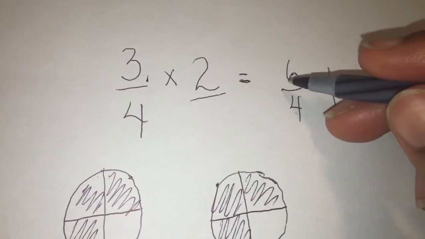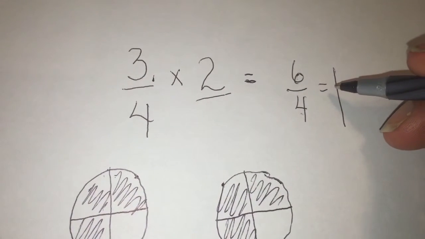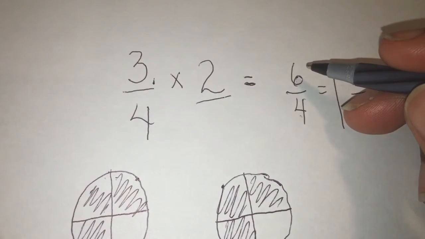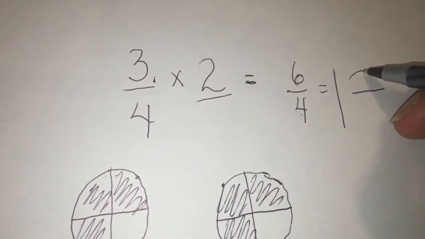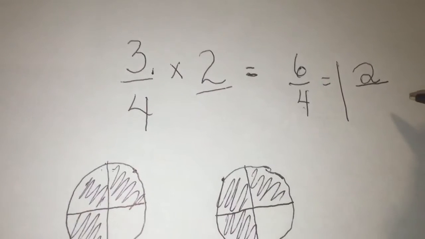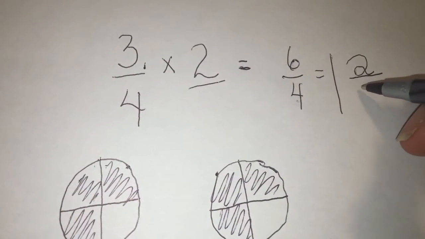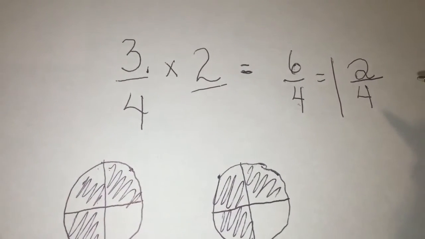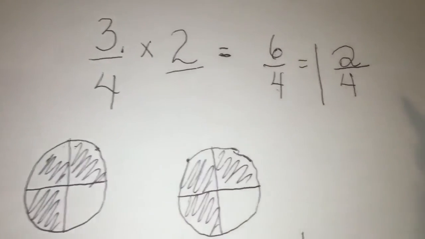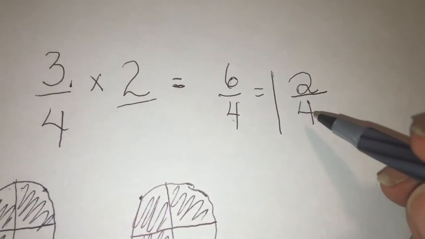So 4 goes into 6 1 time. That leaves me with 2 left over, which will go in the numerator. As I've said before, the 4 will remain the same. Let's look at this. 1 2/4.